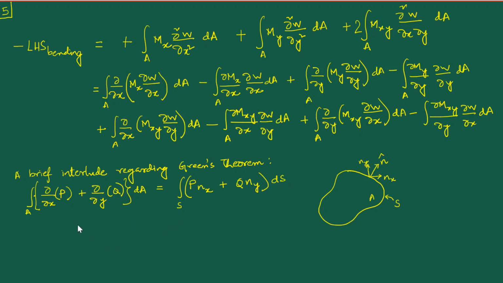You can also reinterpret this term here as the gradient of some vector, let's say some r vector, where this r vector is equal to t i hat plus q j hat. And because this is of course the two-dimensional gradient, this gradient is del del x i hat plus del del y j hat.